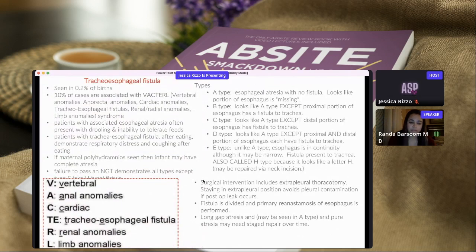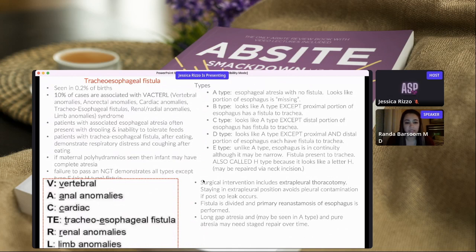Tracheoesophageal fistulas. I know I've seen a couple at least so far in my pediatric surgery rotation. They love to test the VACTERL association. So 10% of TE fistulas will be associated with VACTERL, which are vertebral, anal anomalies, cardiac anomalies, as well as the tracheoesophageal fistulas, of course, renal anomalies, and limb anomalies. There are 5 types of tracheoesophageal fistulas.